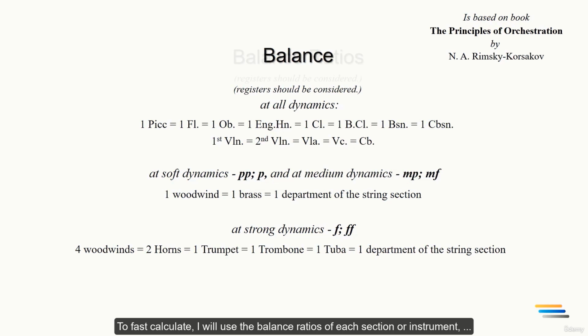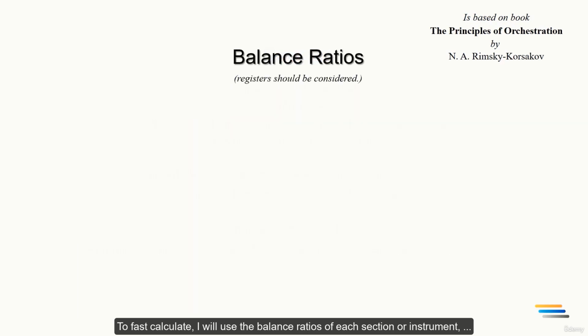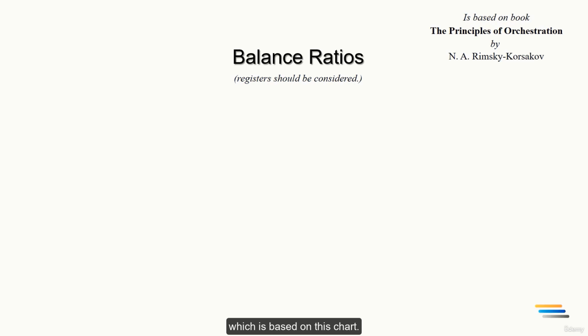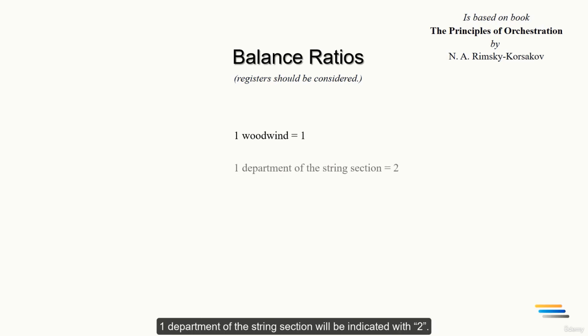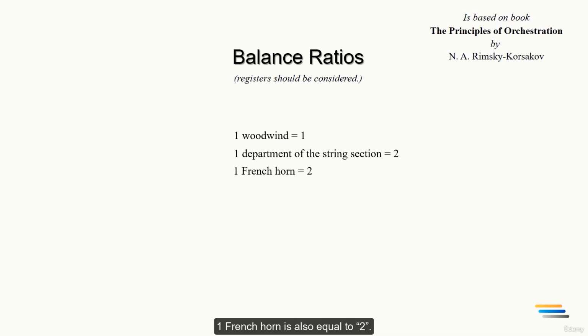To calculate fast, I will use the balance ratios of each section or instrument, which is based on this chart. Considering the registers, the ratio will be as follows. 1 wind instrument is equal to 1. 1 department of the string section will be indicated with 2. 1 French horn is also equal to 2. 1 trumpet will be indicated with 4.